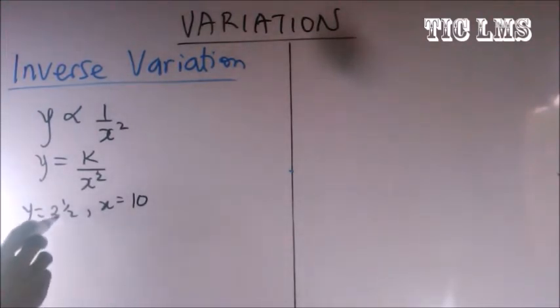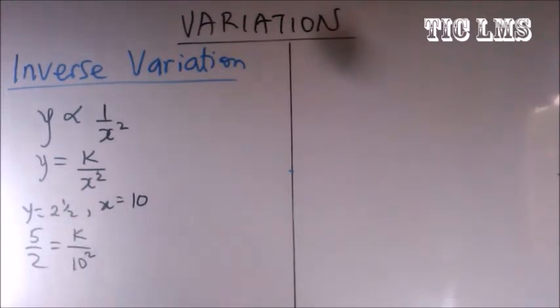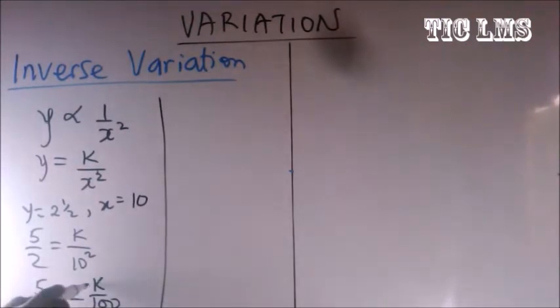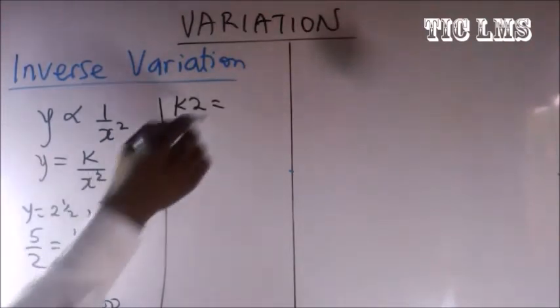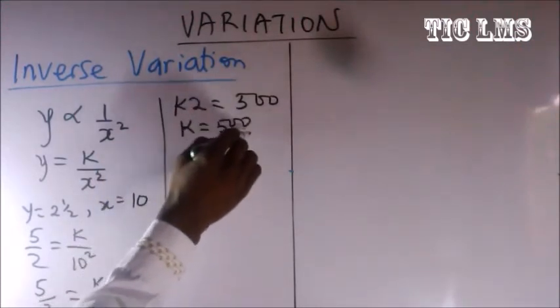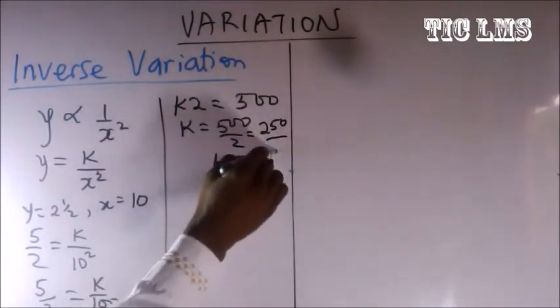We have 2.5, which is the same thing as 5 over 2. So we have 5 over 2 equal to k over 10 squared, which is k over 100. So we cross multiply, and when we cross multiply, k multiplies 2, which is 2k, equal to 5 multiplied by 100, which gives us 500. So making k the subject, we have 500 divided by 2, and that leaves us with 250. So the constant k equal to 250.